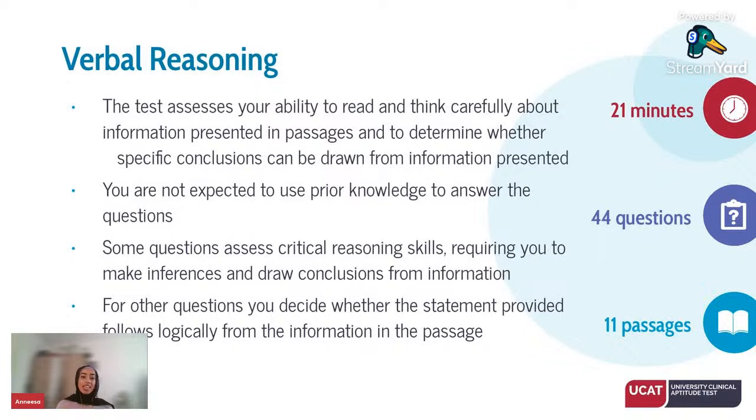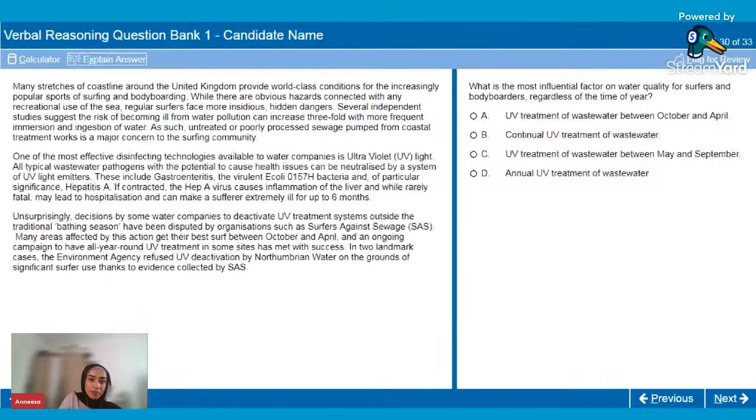If you have a passage in the UCAT, for example, where you've got prior knowledge of that passage, then try to forget your prior knowledge and just answer it based on what's in the passage. Some questions require critical reasoning skills and to make inferences and draw conclusions from information. So basically, it's just assessing your ability to read a large amount of information and draw conclusions from it. This is an example of what it might look like. On the left, you've got your example passage, and then on the right, you've got your questions. It's got a calculator on the top, but you obviously don't need that when you're doing verbal reasoning.